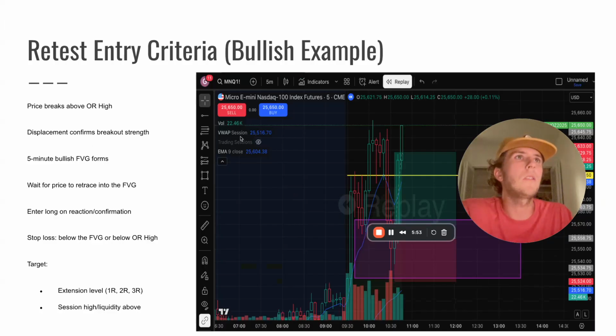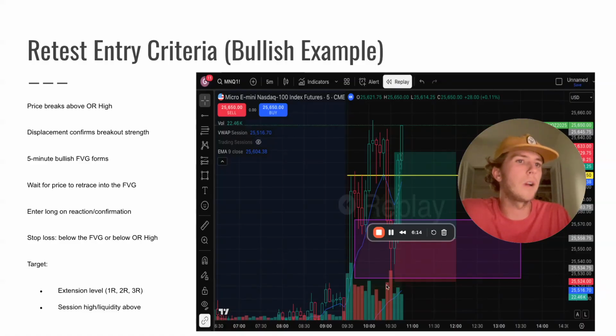Okay, here is the retest entry criteria for a bullish example. You want price to break above the high, bang, displacement. A 5-minute fair value gap forms, wait for price to retrace into the fair value gap, which it did here, enter long as it does that, bang, and you're out.